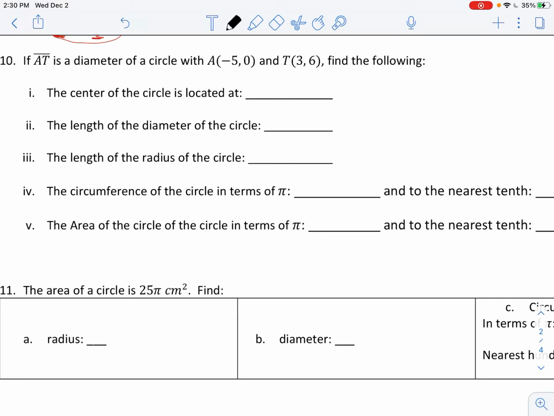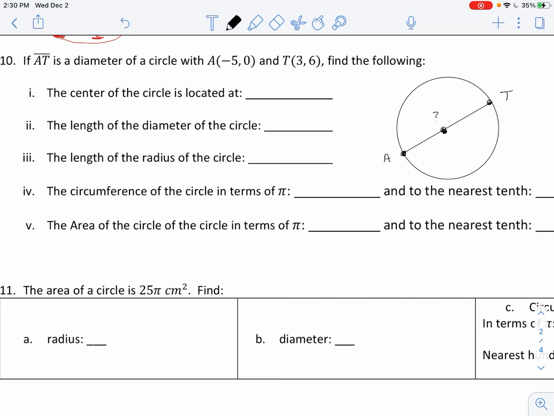So I'm looking at number 10. I'm attempting to draw a decent circle. There we go. It says AT is the diameter. So remember, diameter is when you start at one edge of your circle, you go through the middle, and you end up on the other edge of the circle. So it would be something that looks kind of like this. This would be my A and my T, and this is the center.